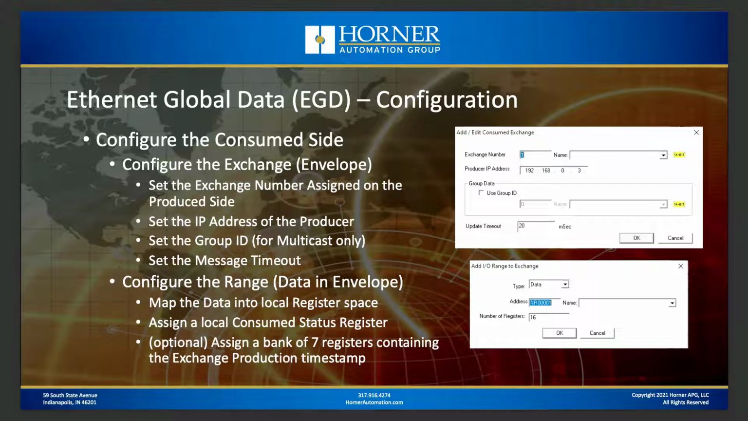Once we've configured the exchange that we're consuming, we have to configure what we're going to do with the data that comes in that's inside the envelope. So what we're going to do is we're going to take the data that's in there and we're going to move it into our local register space of the consuming OCS. And it doesn't have to be the same register numbers that they were put in at on the other side. Okay, so if the producing OCS put register 1 through 100 in the envelope, that data could be pulled out by the consuming OCS and stuck into register 1001 through 1100 if you want. So it doesn't have to go in the same locations. It's a completely different OCS controller.